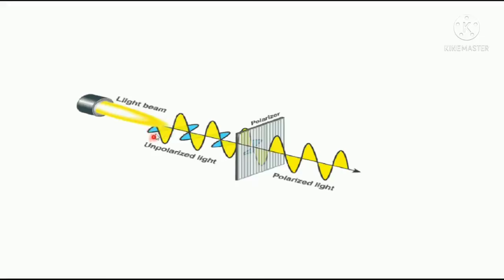Here a light beam is shown moving towards right. The direction of oscillation of electrical vectors are shown with yellow and blue color. It is passed through a polarizer having its pass axis in vertical direction. So when light is coming out, only yellow vibrations which are in vertical direction, they are allowed. The blue ones are restricted, so they are not coming out of this. So this is a polarized light.